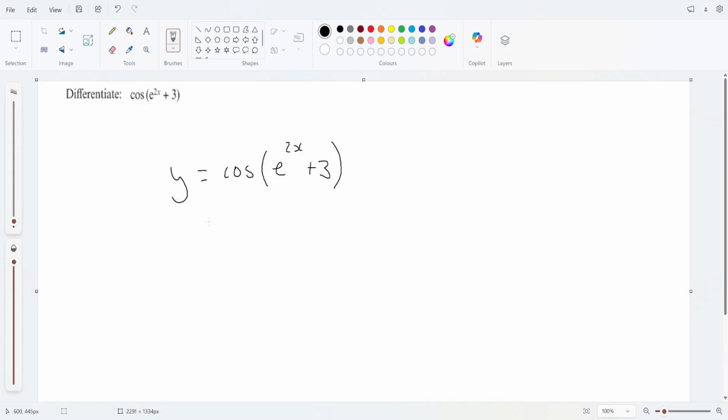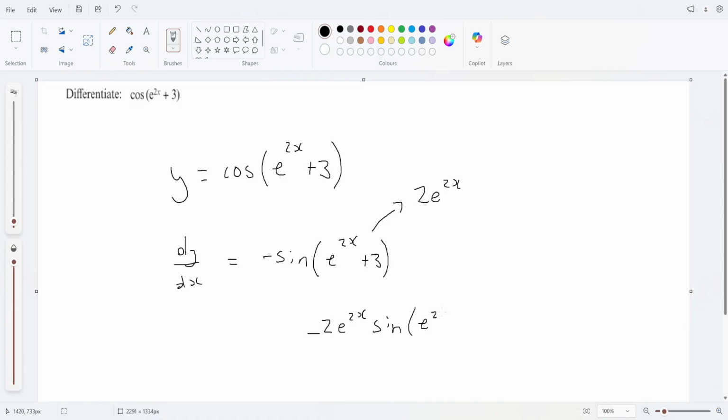Okay, so for a final example, I'm going to do this question. So if I just get right into it, I'm going to do dy/dx. I have been forgetting to write this, but make sure you do, it's very important. It's going to start with minus sine and then this, because that's what the cos differentiates to. But then you have to multiply it by the inside bracket here. So using year 1 techniques, you know that the differentiation of this is just 2e to the 2x. So then that's just your final answer. Minus 2e to the 2x sine of e to the 2x plus 3.